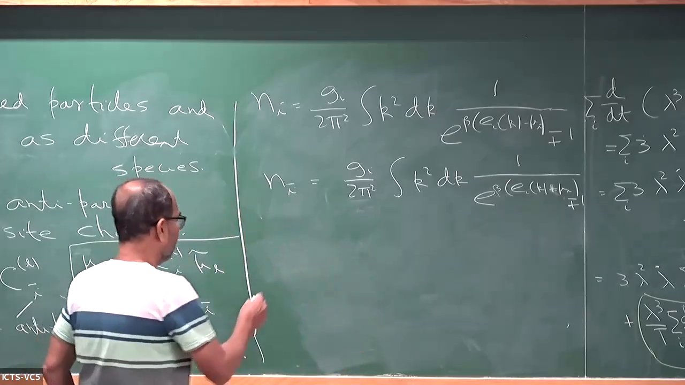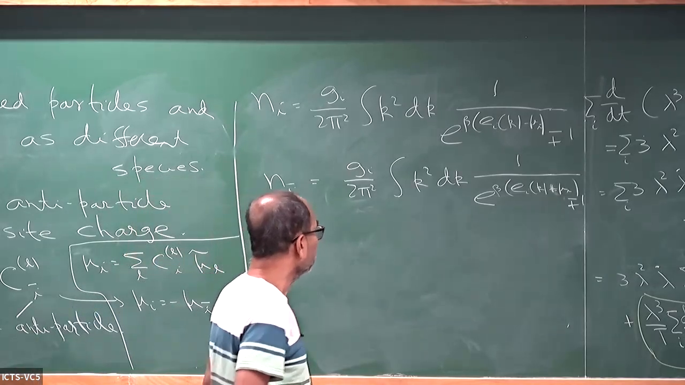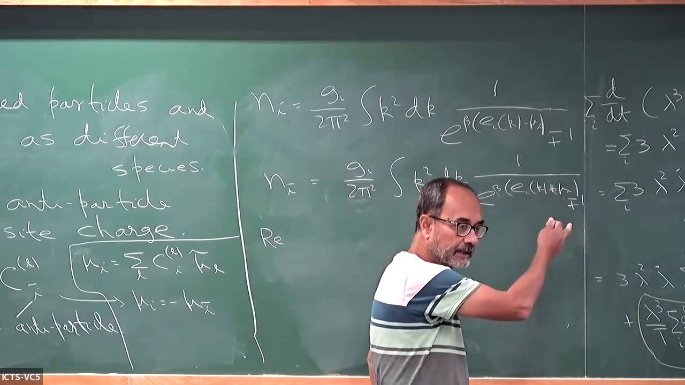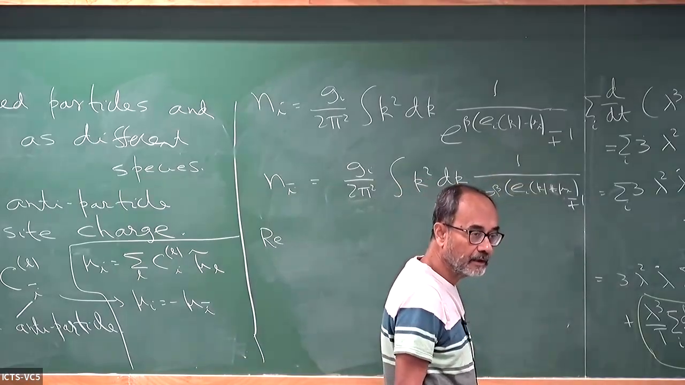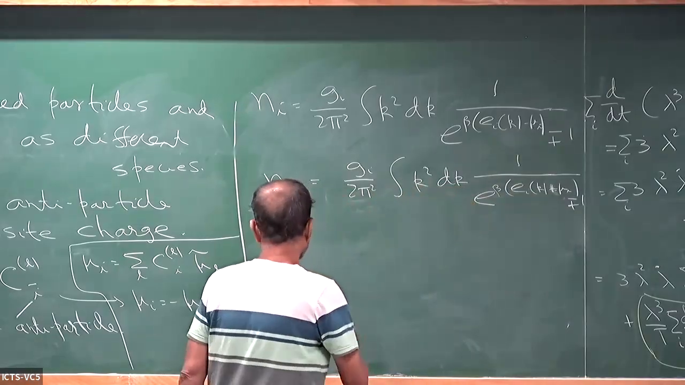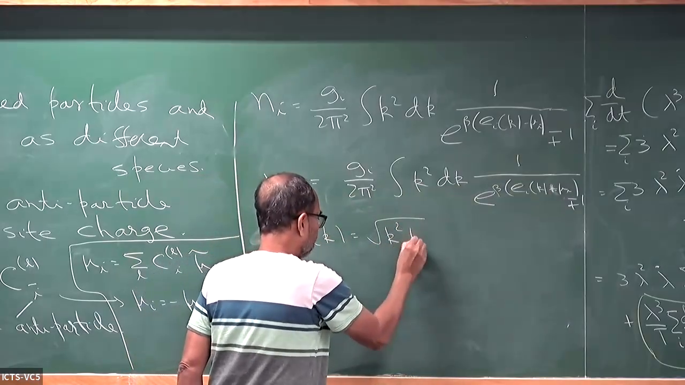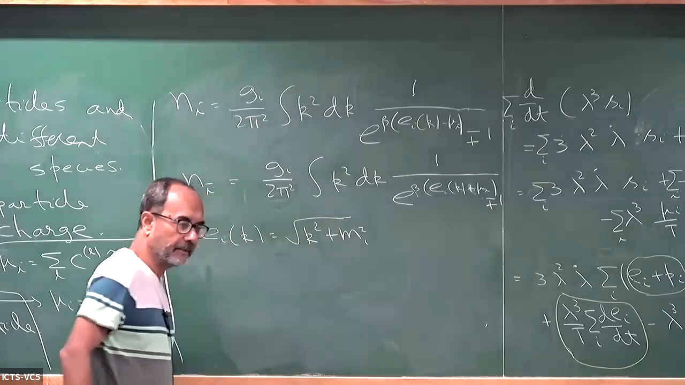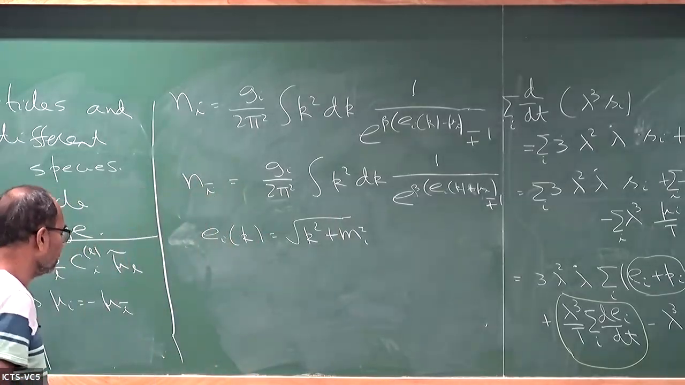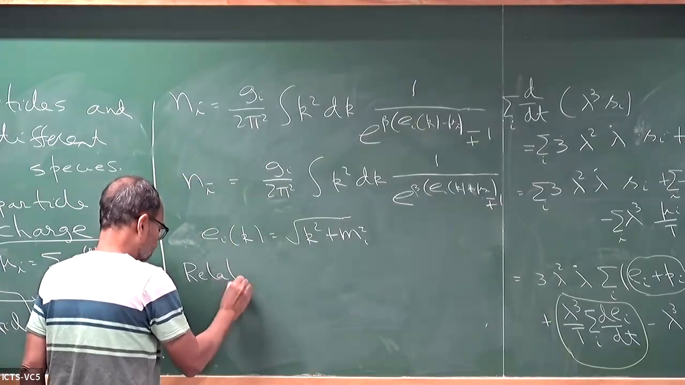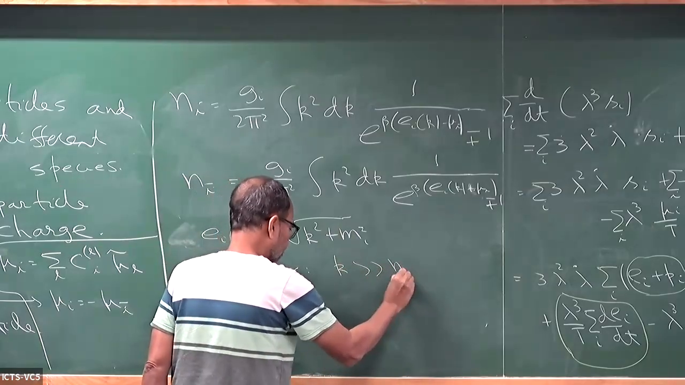So let's look at the relativistic limit first. For mu_i bar, I have written it as minus mu_i. It would have been minus mu_i bar, I wrote it as mu_i. E_i is the same. E_i of k is the square root of k squared plus m_i squared, and particles and antiparticles have the same mass. So E_i is the same in both cases. The relativistic limit is when k is much larger than m_i.